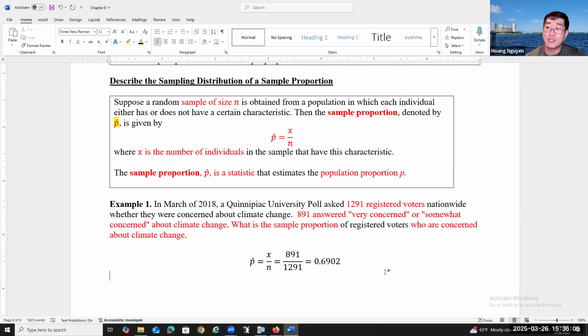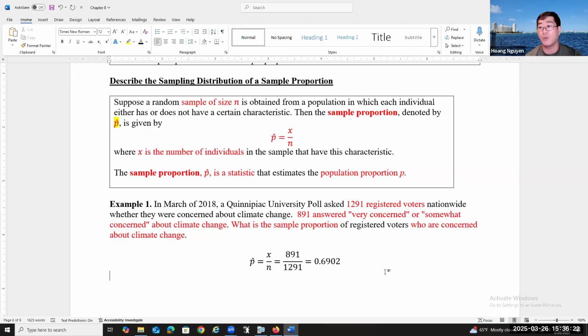So among 1,291 people that you survey again, maybe the number of people who are concerned about climate change may not equal 891. And then the sample proportion will be different again, right? And then you repeat that process one more time.